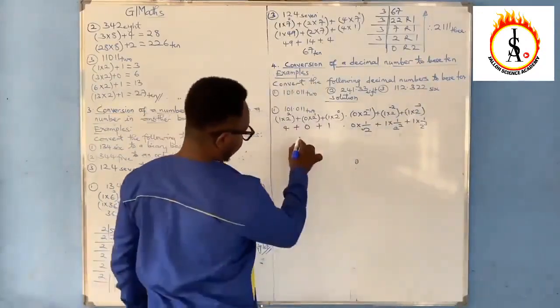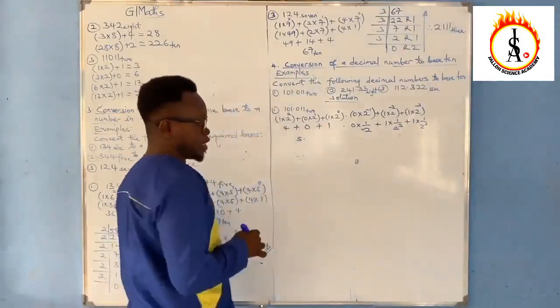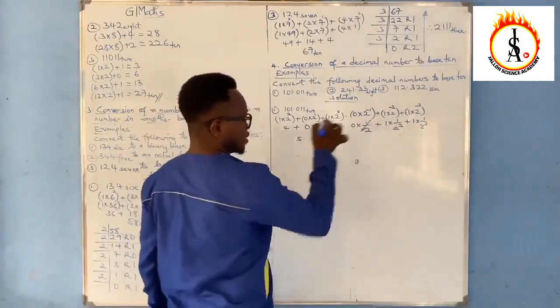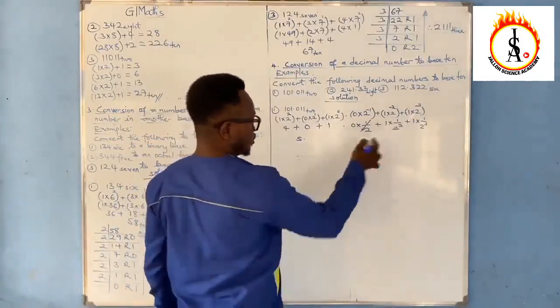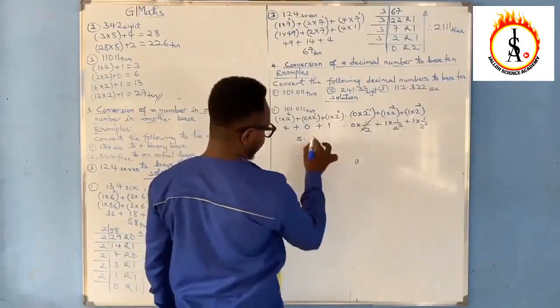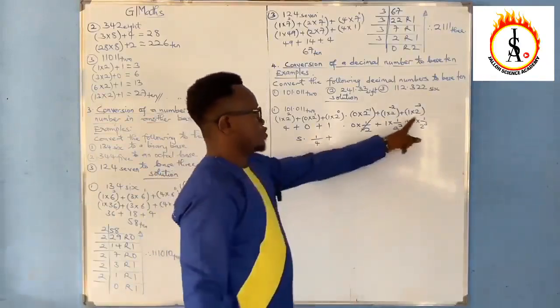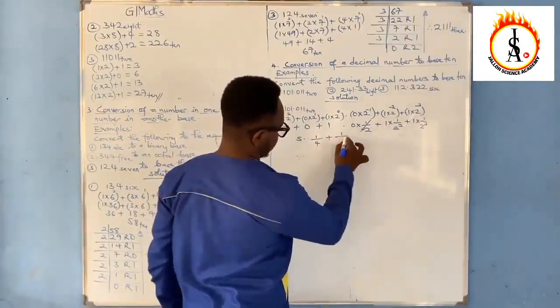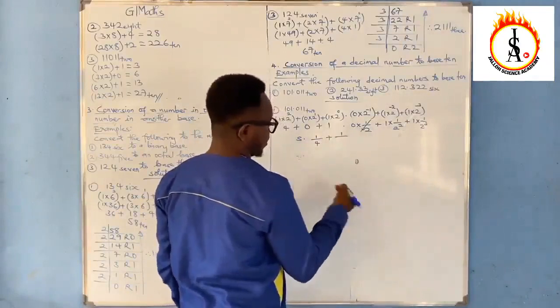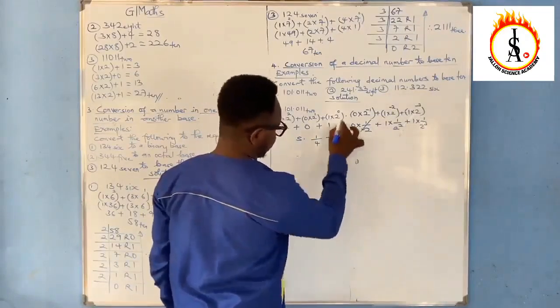So this will give us 5. Put a point here. And then this automatically gives us 0. And this will give us 1 multiplied by 1 is 1, over 2 squared is 4, plus 1 multiplied by 1 is 1, over 2 raised to the power 3, that is 2 cubed, that gives us 8.